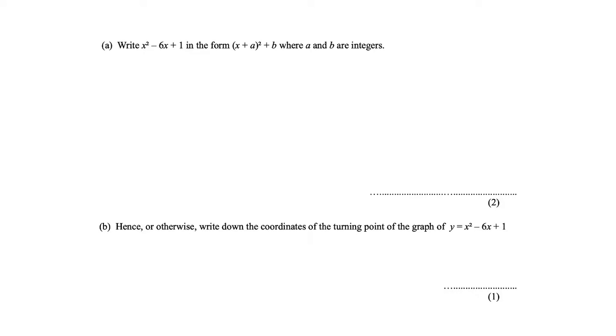Our first exam question states, write x squared minus 6x plus 1 in the form x plus a all squared plus b, where a and b are integers.